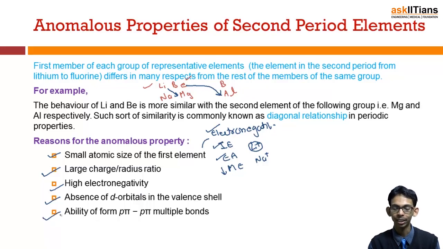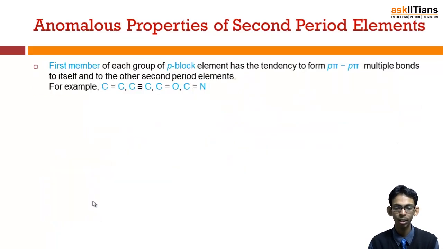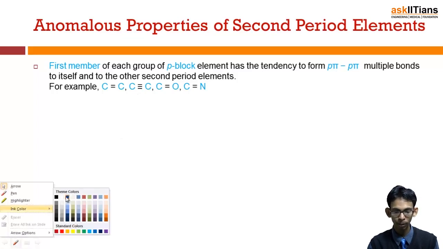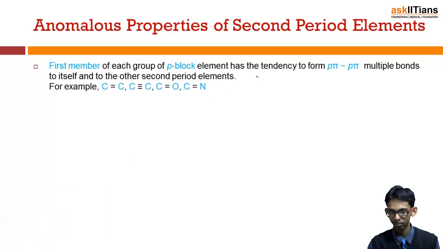And next, the most important, is the ability to form p-pi multiple bonds. This is the most important one. The first member of each group of the P block elements has a tendency to form p-pi multiple bonds to itself and other elements. Like carbon forms a pi bond, similarly a carbon triple bond, carbon-oxygen, carbon-nitrogen, these all form p-pi multiple bonds. Actually, what are p-pi multiple bonds?